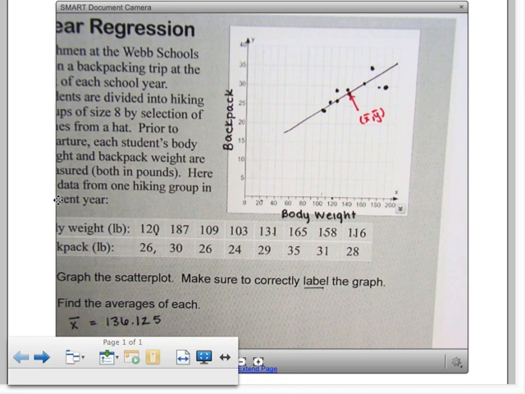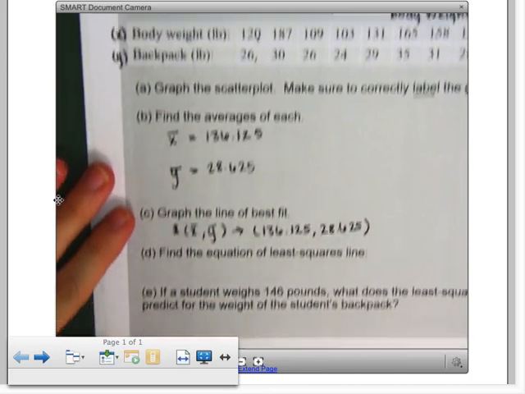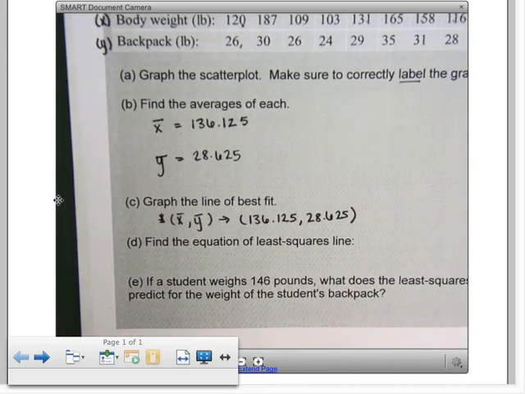Okay, so the next part says we need to find the equation of the least squares line. Okay, we already have everything entered into list 1 and list 2, so we don't need to do that. If you did not enter all those already, then you need to take a second to go through and enter all of those in list 1 and list 2.